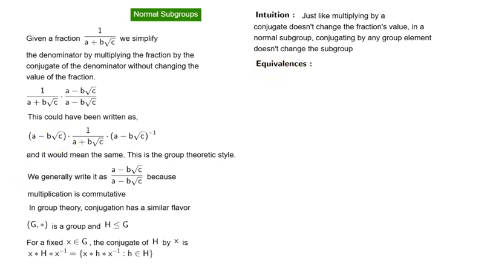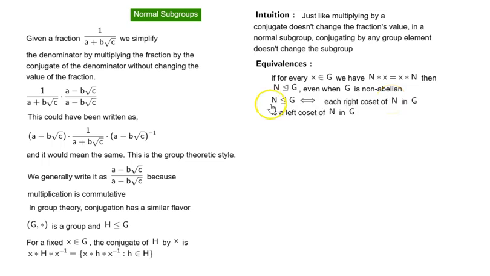Let's look at some equivalences. If for every x in G, we have right coset equal to left coset, then N is a normal subgroup of G, even when G is non-abelian. N is a normal subgroup of G if and only if each right coset of N in G is a left coset of N in G. Same thing written in a different way.